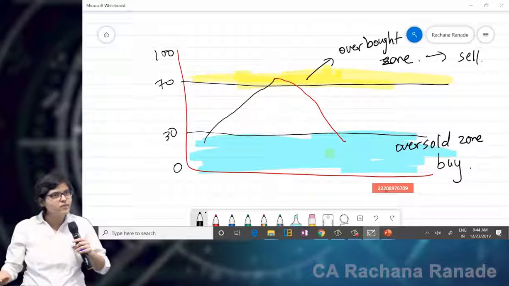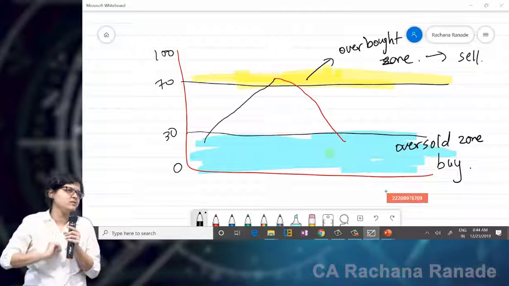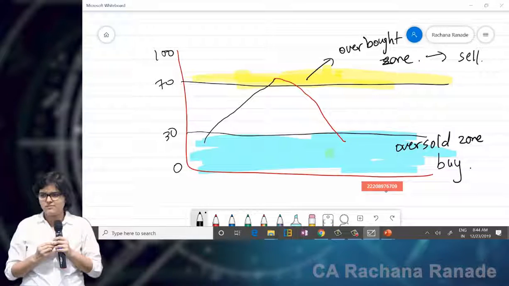Okay, is this going to happen every time? Otherwise, everyone will start selling at 70. Everyone starts buying at 30. Finish. What's the big deal?